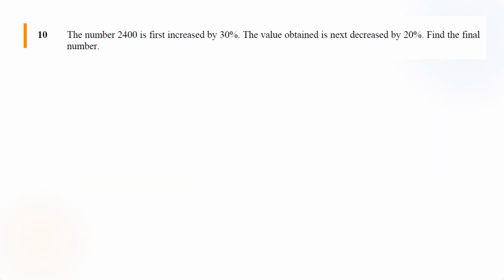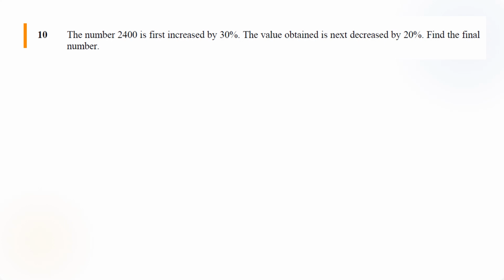Right, let's look at the next questions. In these questions, we're given a number, 2,400. First of all, it's increased by 30%. After that, the value that you get after increasing 2,400 by 30%, you're going to decrease it by 20%, and then find the final number.